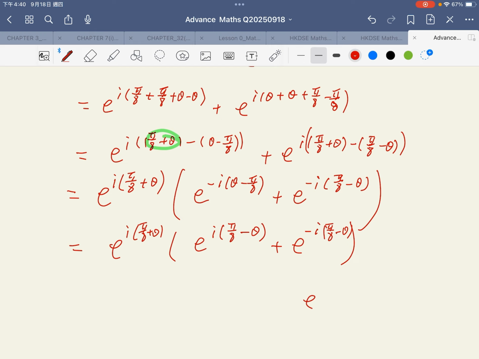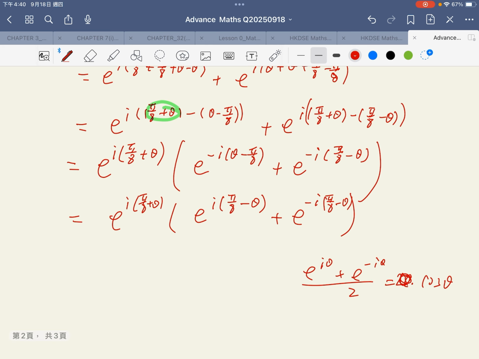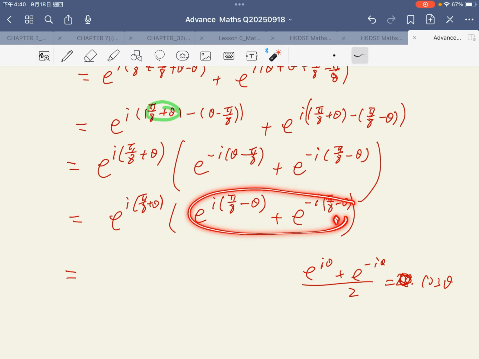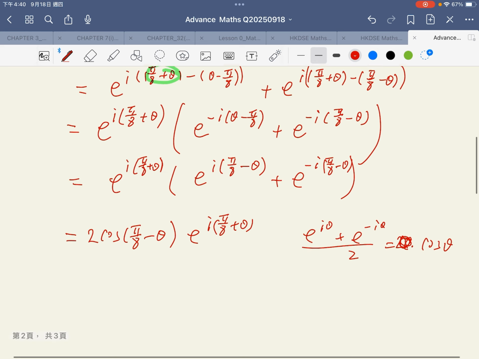Because e to the power i theta plus e to the power negative i theta, over 2, should be equal to cosine theta. This part is equal to 2 cosine of pi over 8 minus theta. And this part is e to the power i times pi over 8 plus theta.